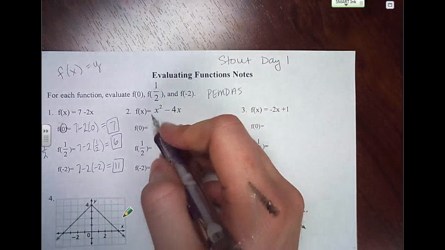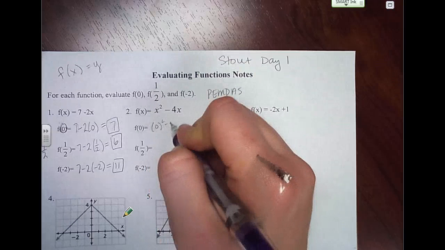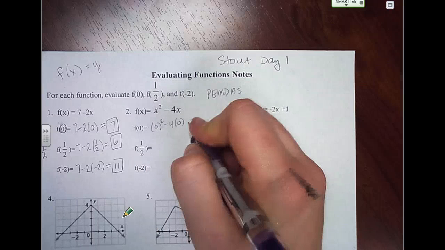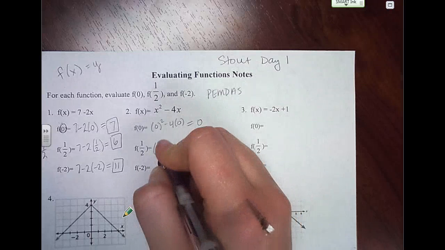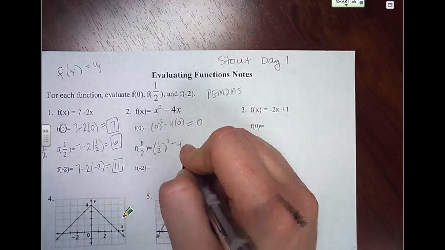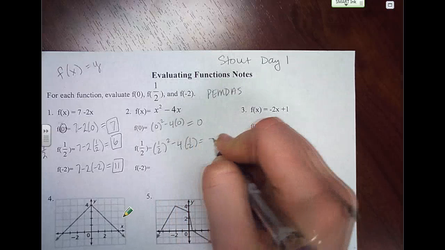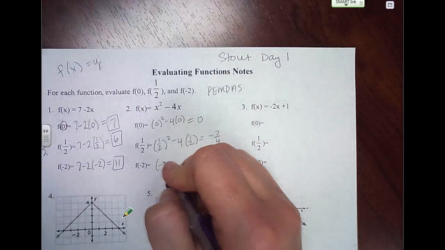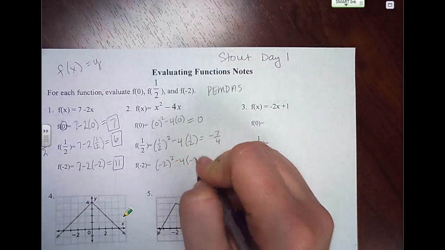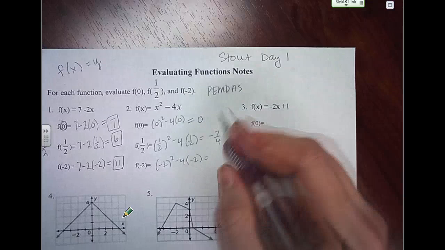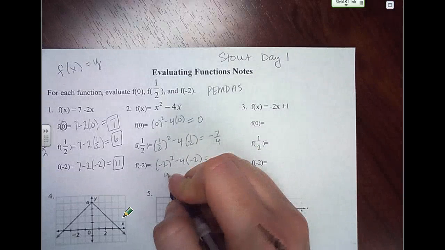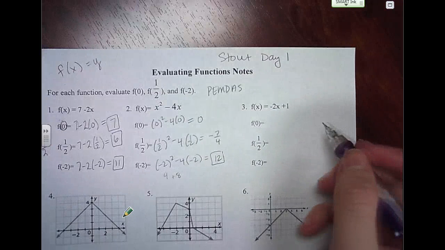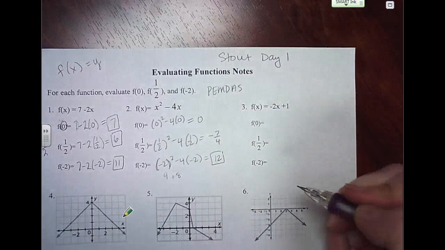So on this one here, I would do 0 squared minus 4 times 0. On these, you have to be careful of parentheses when you put it in your calculator. This would equal 0. On this one, I get 1/2 squared minus 4 times 1/2 equals -7/4. And the third one, -2 squared minus 4 times -2 equals, this would become +4 plus 8 equals 12. And again, if you put it in your calculator, it's perfectly fine as long as you put parentheses around this.